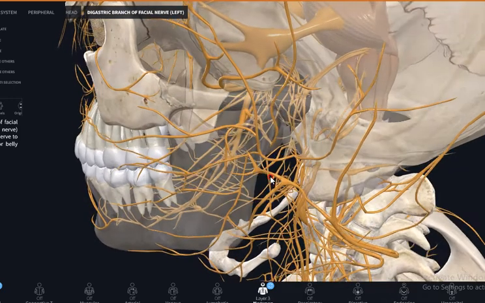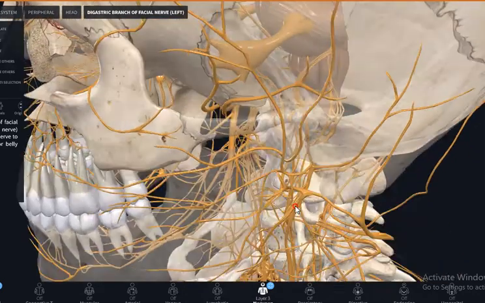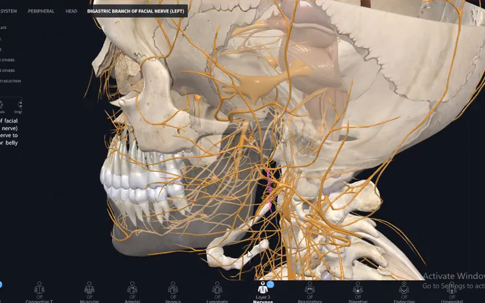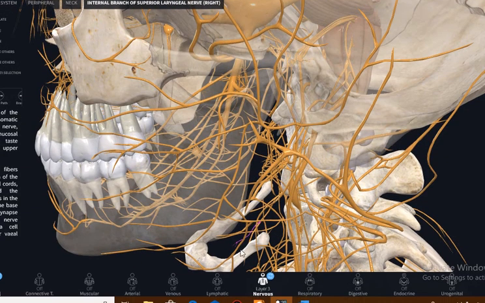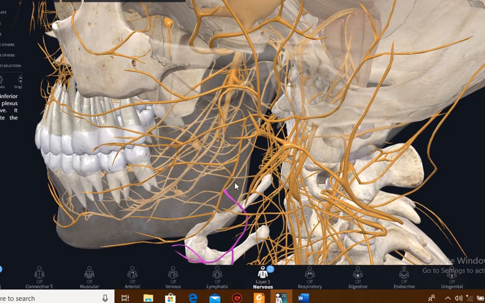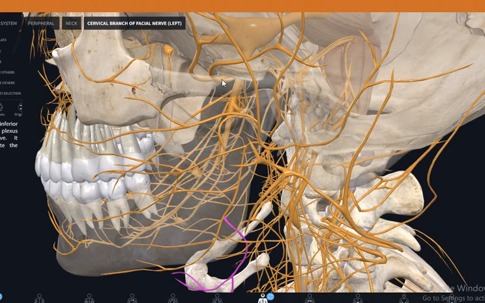And lastly, we also have another branch which is going to be called the cervical branch of the facial nerve. So these are all the branches involved with the facial nerve. This is exactly the cervical branch. You see that it branches from the marginal mandibular. The cervical branch of the facial nerve is there to supply motor to the other muscles which are found in the neck.